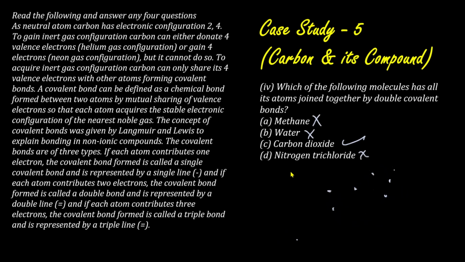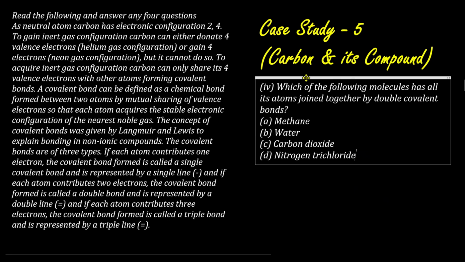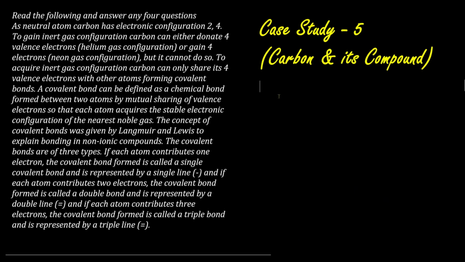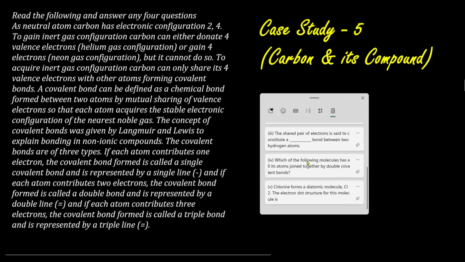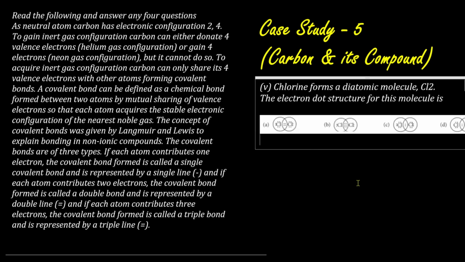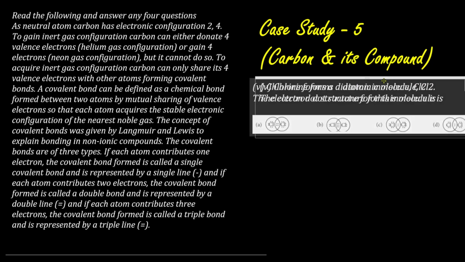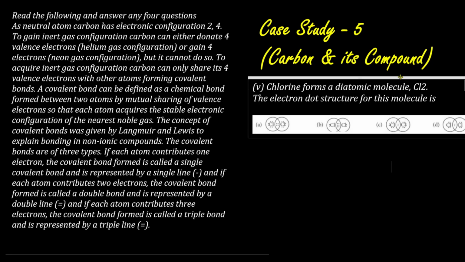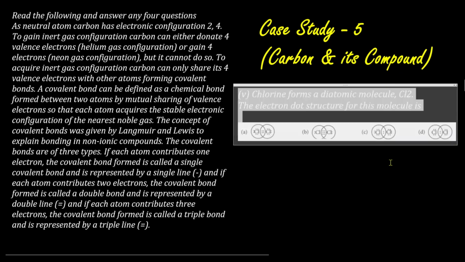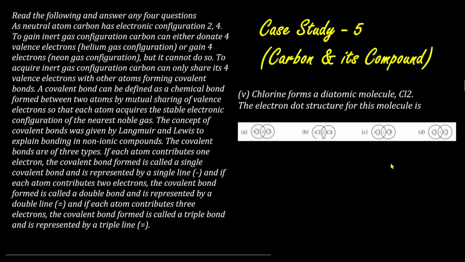Now moving to the other questions over here. We have done 4 parts, so we have one more part, the 5th part. The 5th part is with a structure. What is it? Chlorine. Chlorine is a diatomic molecule, right? Cl2, having 2 atoms in one molecule. And we have to choose the structure which is correct. So let's make the correct structure of chlorine.